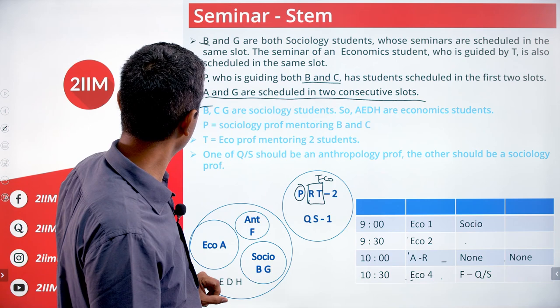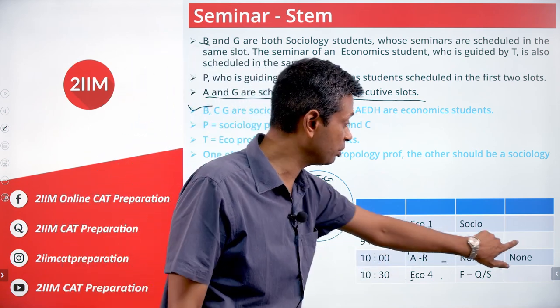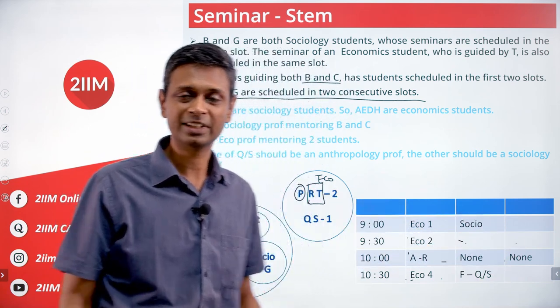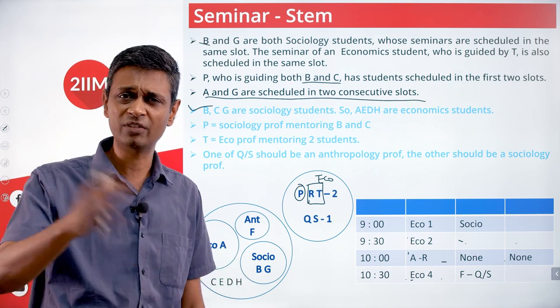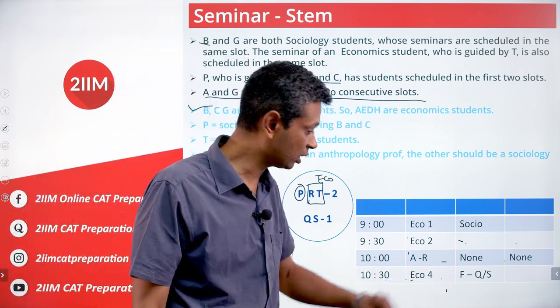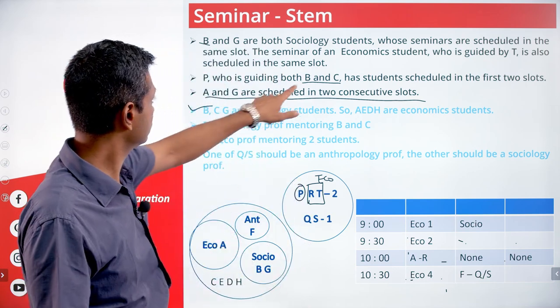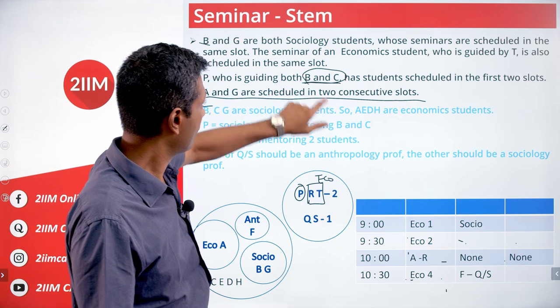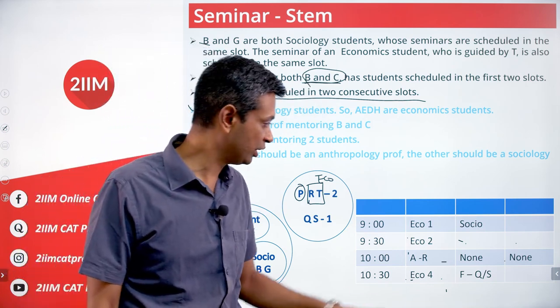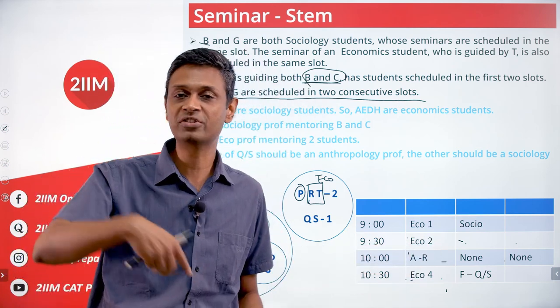Give me a second, let me just check. G should be here, which means B and G should be here, and C should go right on top. Key thing is to locate G. Once we locate G, everything else falls in place. G cannot be here because G and B are in the same slot, and B and C should be in adjacent slots. That's not possible here, so G should be here. That builds everything else after that.